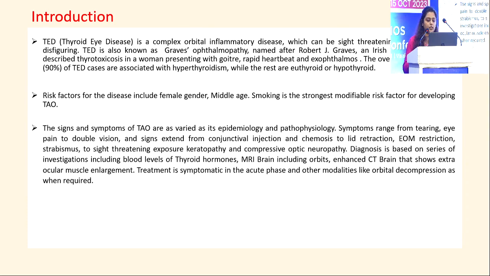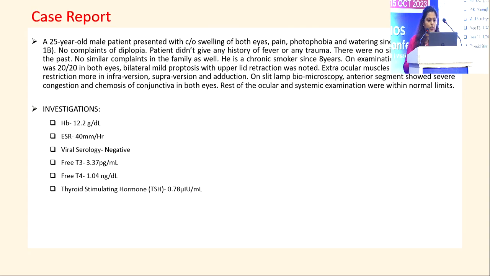The signs and symptoms of thyroid-associated ophthalmopathy are as varied as its epidemiology and pathophysiology. Symptoms range from watering, eye pain to double vision, and signs extend from conjunctival injection and chemosis to lid retraction, EOM restriction, strabismus, to sight-threatening exposure keratopathy and compressive optic neuropathy. Diagnosis is based on a series of investigations including blood levels of thyroid hormones, MRI brain including orbits, enhanced CT brain that shows extraocular muscle enlargement. Treatment is symptomatic in the acute phase, and other modalities like orbital decompression as and when required.